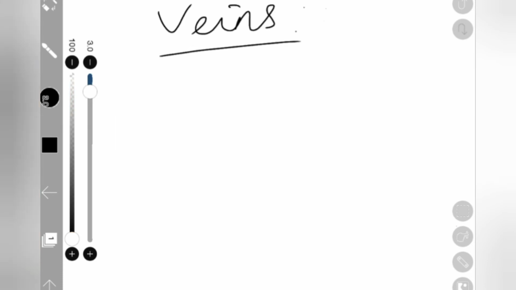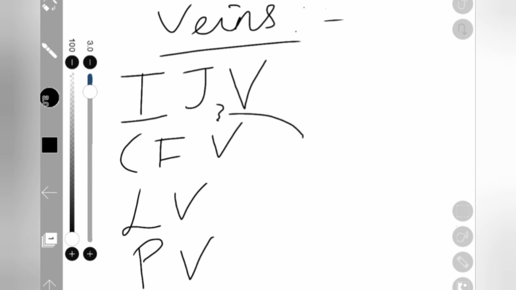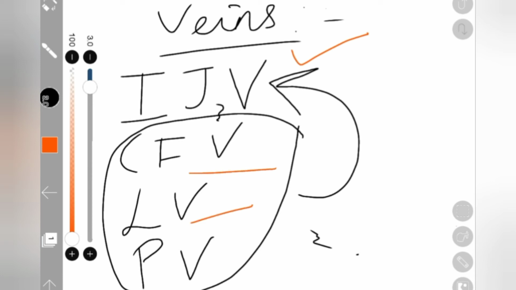So now the veins, okay? Internal jugular vein is present, along with the common facial vein, lingual vein and the pharyngeal vein. These 3 veins drain into the internal jugular vein. This occurs in this triangle, okay? So the internal jugular vein along with the common facial vein, lingual vein, and the pharyngeal vein draining into the internal jugular vein. These are the veins present.